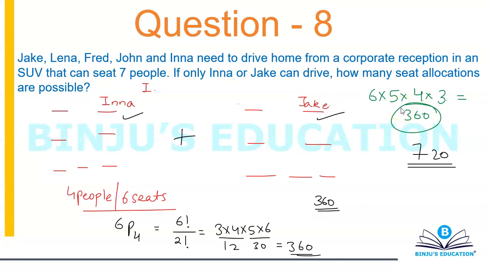The same you can say for Jake also. So again you're gonna have 720 possible ways. So again the point is whether you do it the formula way or whether you do it the counting method way, it's gonna lead you to the same result. There is no difference.